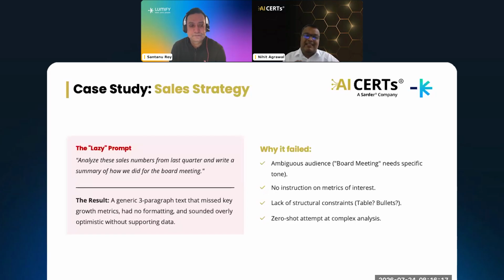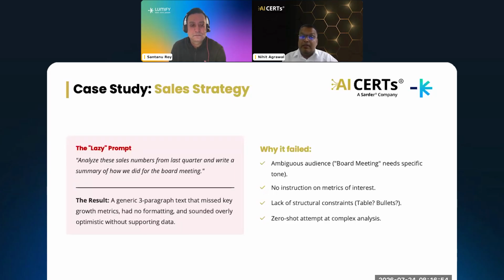It's like telling someone, hey, cook food. That's it. But not saying what food, how spicy, how many people, or even for what occasion we want that food to be cooked. So as a result, AI generated a generic 3 paragraph summary. It failed to highlight important growth metrics, did not provide a structured format, and even presented an overly optimistic view without sufficient supporting data. So AI has given you an answer, but not the answer your business actually needed.